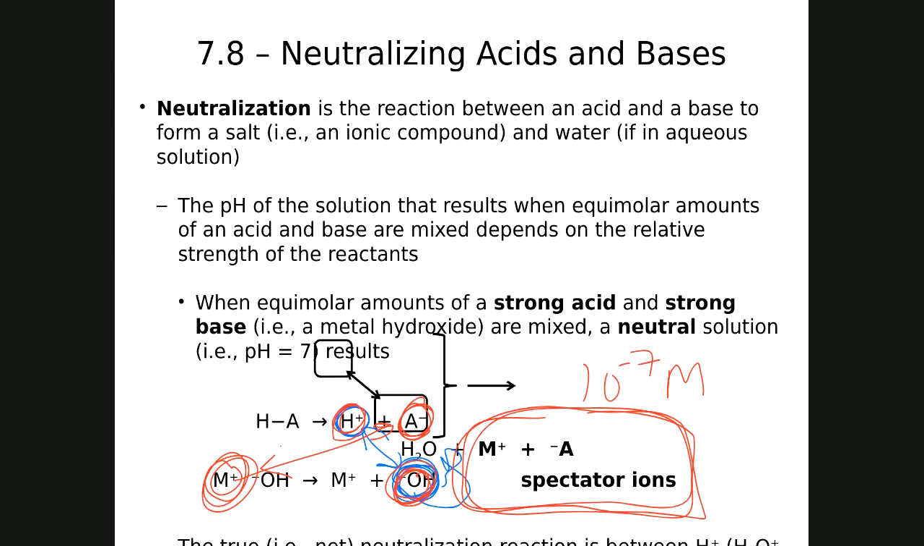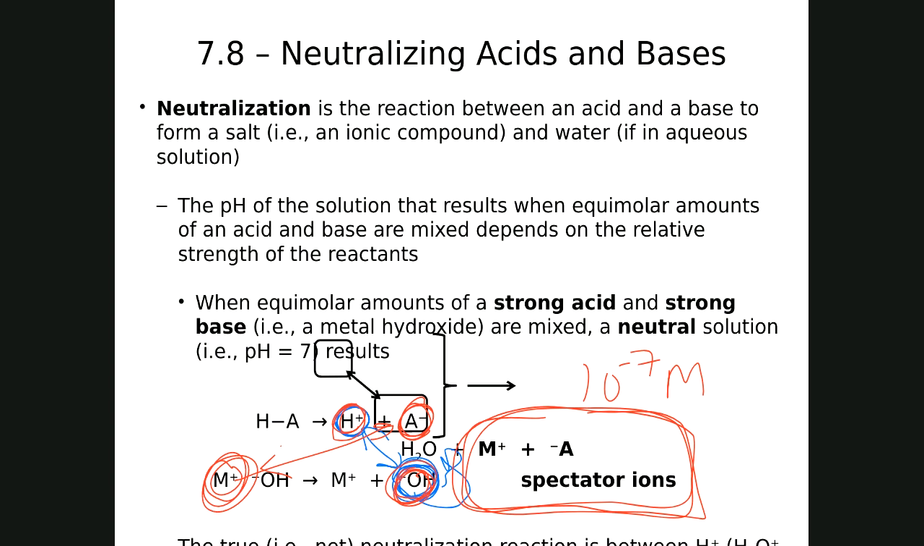In this context, what we're speaking of is 100% neutralization, meaning that there is an exact amount of acid and the same exact amount of base. They coexist in equimolar amounts, and therefore they completely neutralize each other. Then the question is, what will be the resulting pH of that solution?